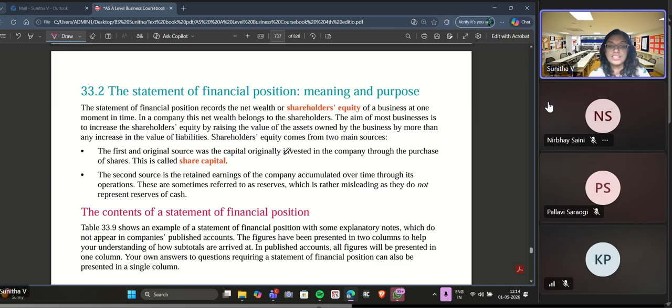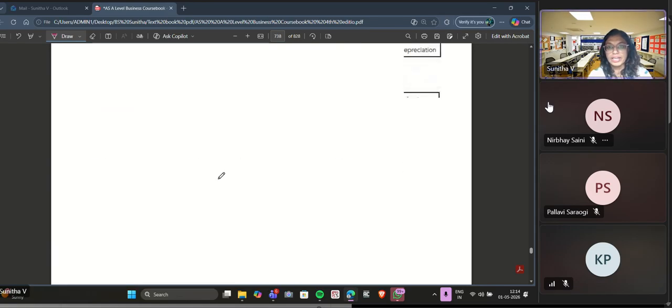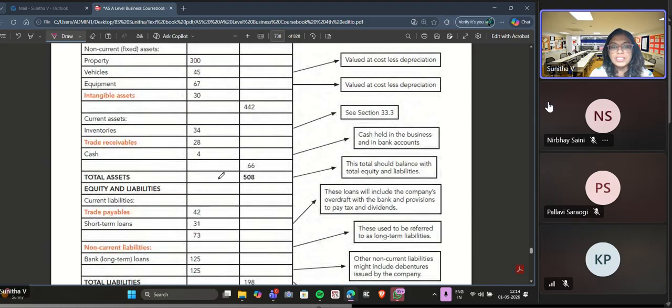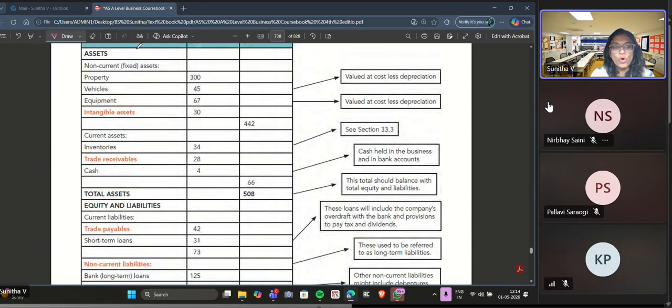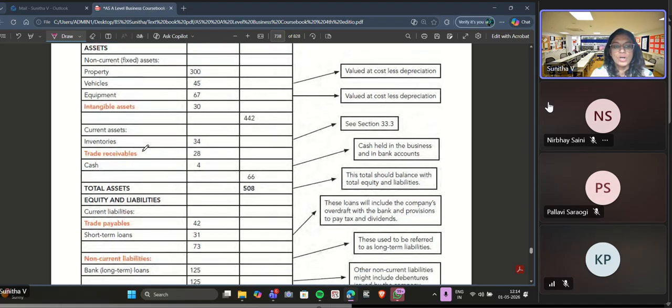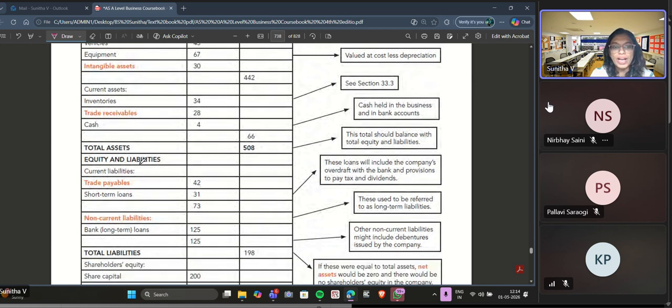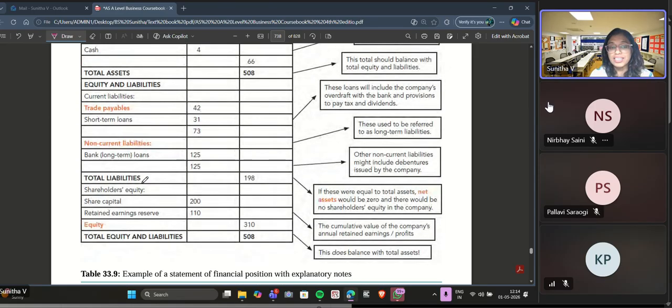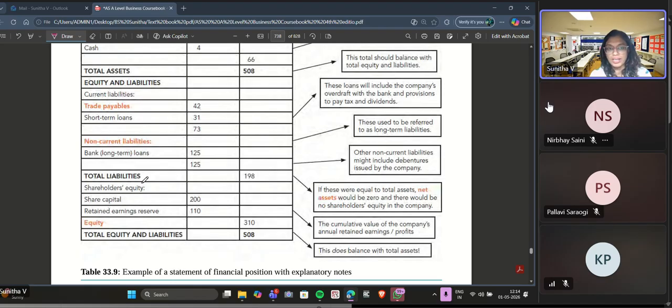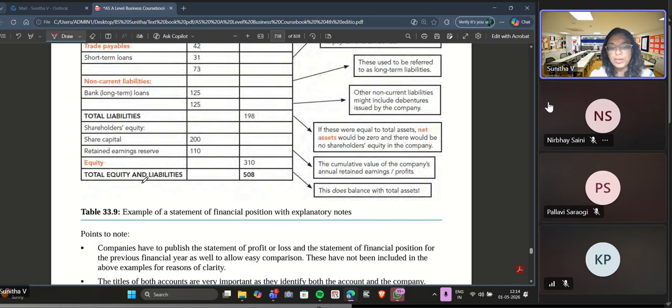Now the next statement is statement of financial position. Okay. Now, this is the statement which gives us the value of all the assets and liabilities. So we have the value of all the assets, all the liabilities, and the value of equity and liability. Based on this, a lot of ratio analysis is done. Okay. Now you will have to evaluate.